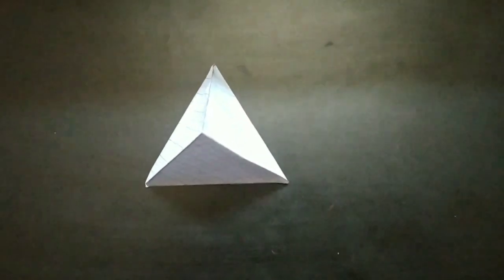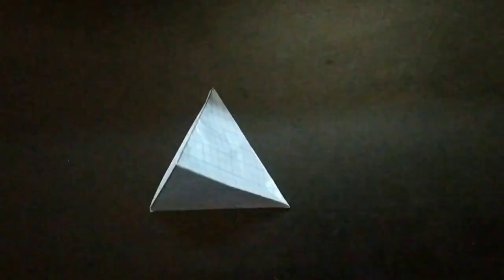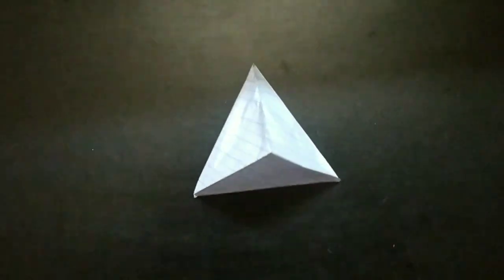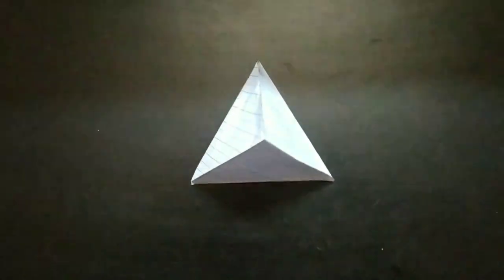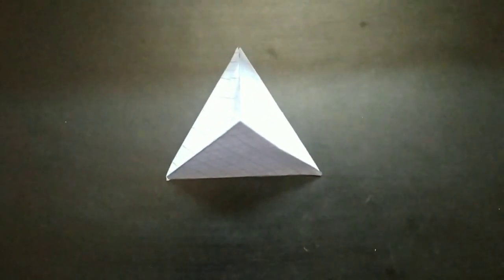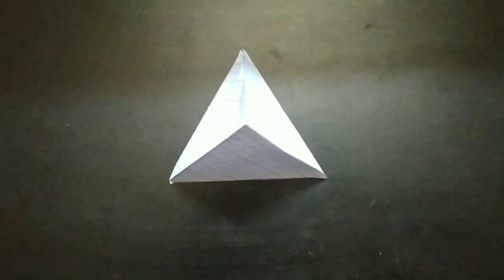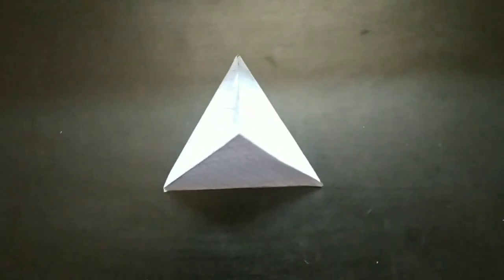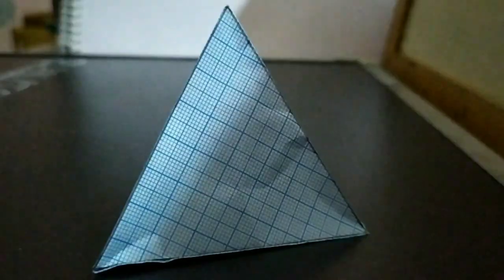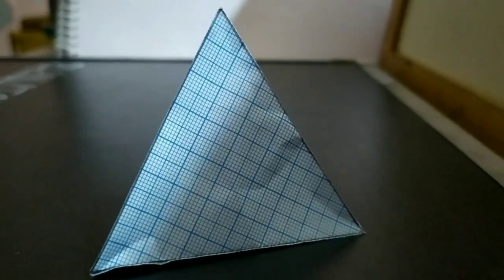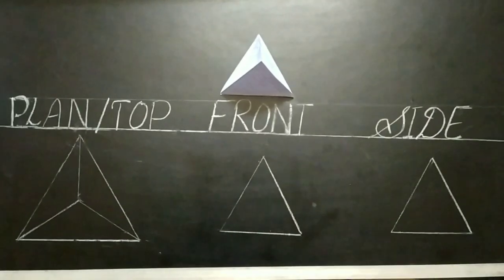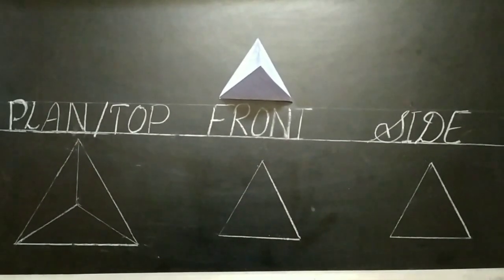The next solid is a triangular pyramid. In other words, we can say this is the tetrahedron. Now have a look at its top or plan view. So here you can see 3 triangles inside a triangle. Front view and the side view of the tetrahedron. And here you can see all 3 views together in the figure.